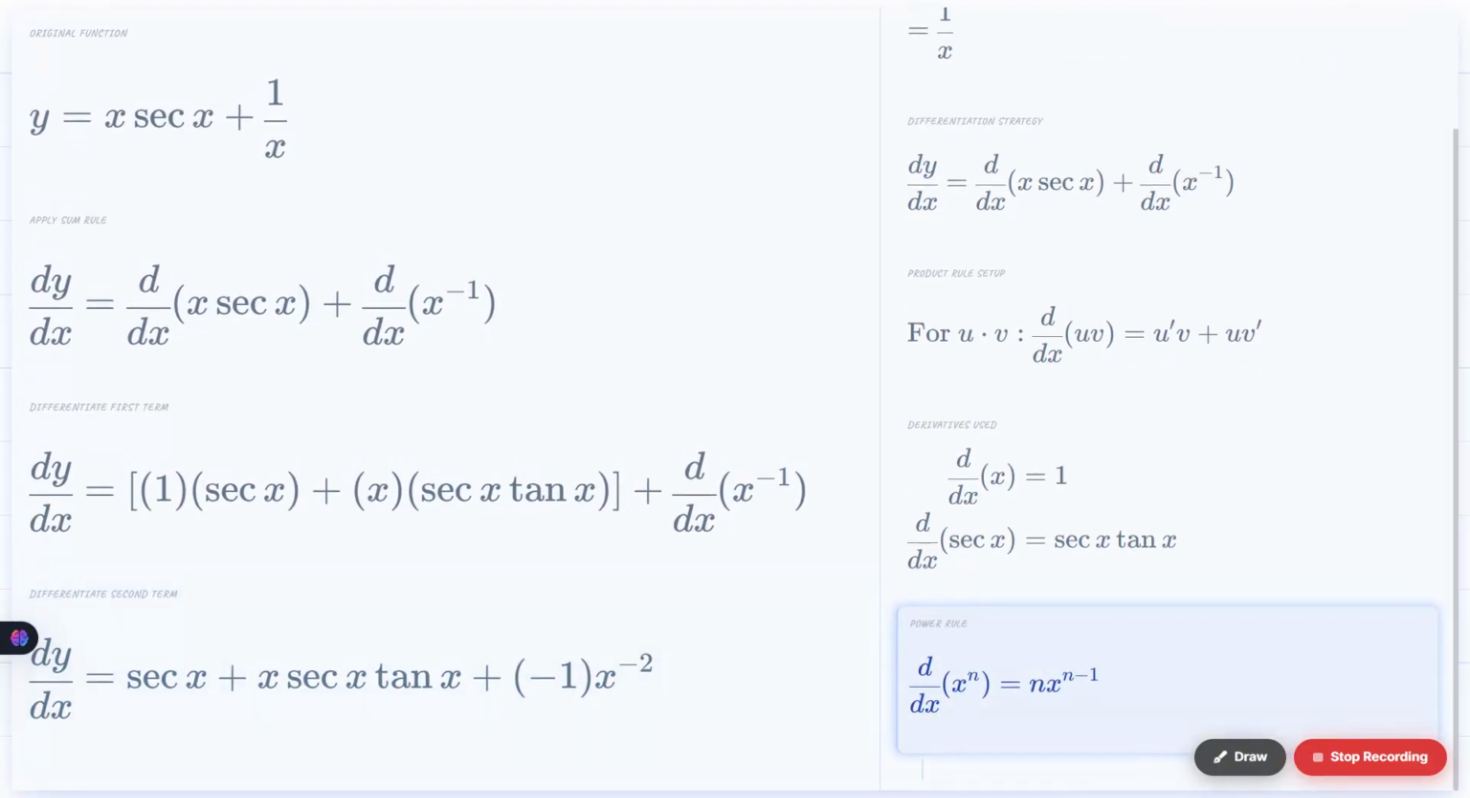We use the rule for x to the power of n where n equals -1. We do this to find the derivative of the second term. The power rule says we multiply by the power and then take away 1 from the power.